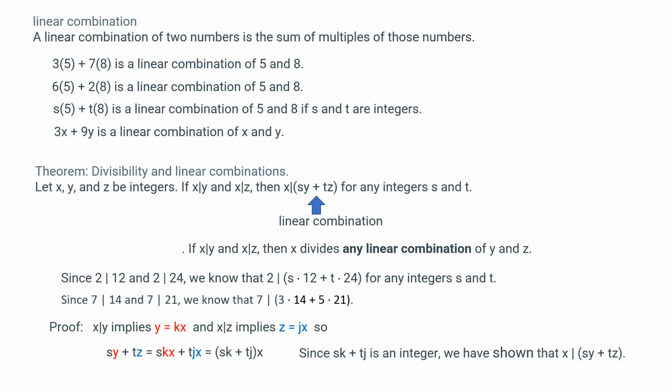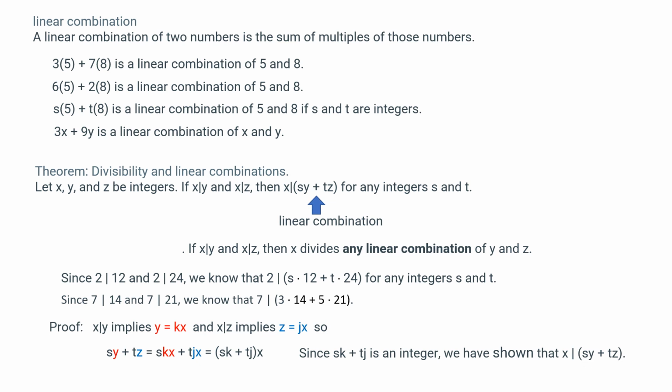Then we've written that linear combination as a multiple of x. The sk plus tj represents some integer multiple, and that times x is then a multiple of x. So since that's true, we have shown that x divides sy plus tz.